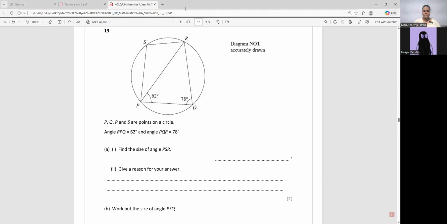Then part B, work out the size of the angle PSQ. Find that also. PSQ: you need to join S and Q. Now you know this whole angle is 102. Then you join S and Q. After that, find the PSQ angle, this one. Give it a try.